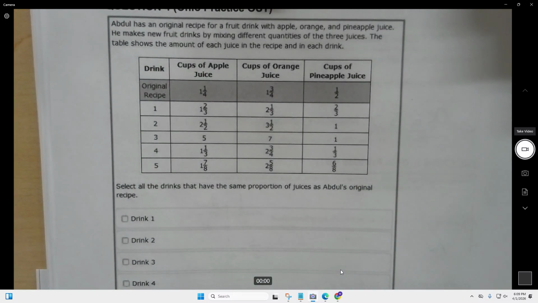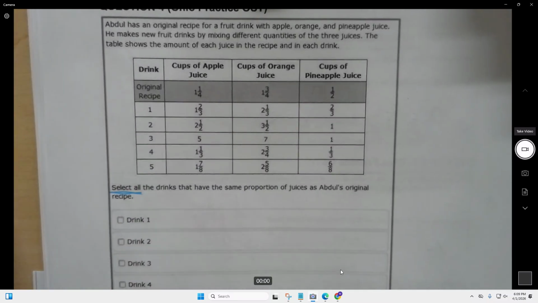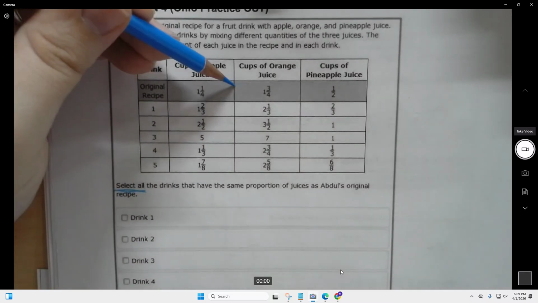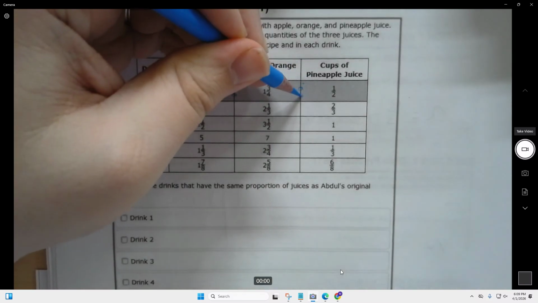Abdul has an original recipe for a fruit drink with apple, orange, and pineapple juice. He makes new fruit drinks by mixing different quantities of the three juices. The table shows the amount of each juice in the recipe and in each drink. Select all the drinks, select all, meaning probably more than one, that have the same proportion of juices as Abdul's original recipe. So we're dealing with a 1 to 1 3/4 to 1/2.